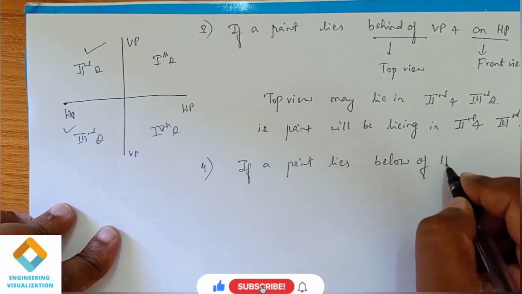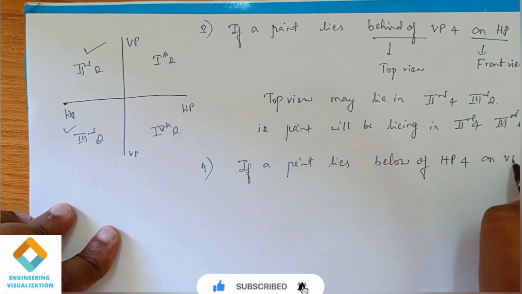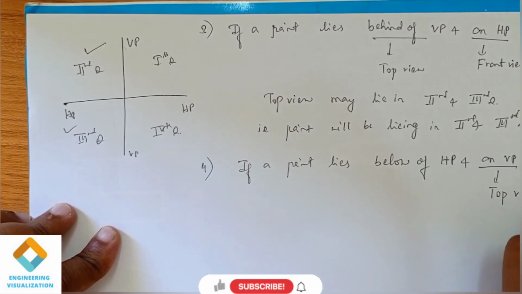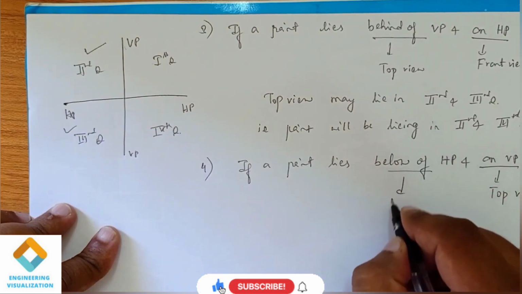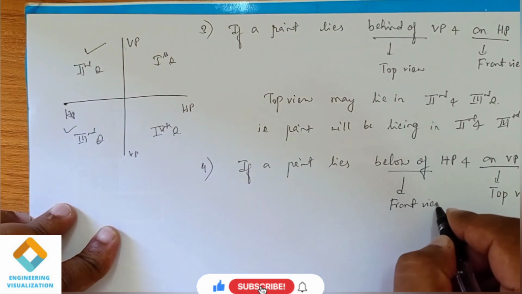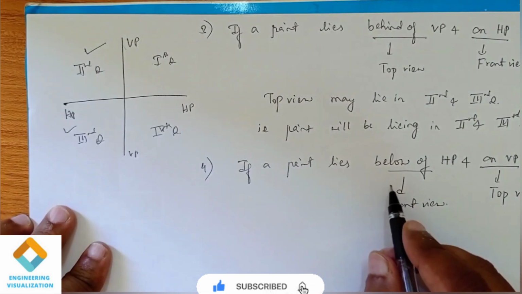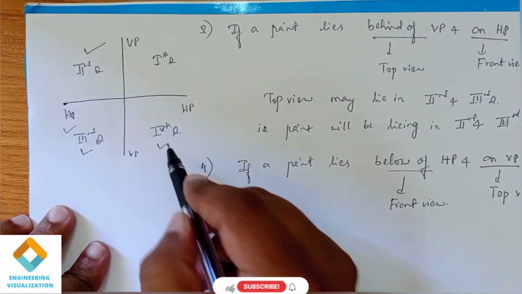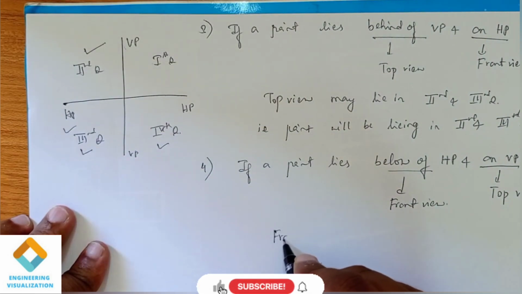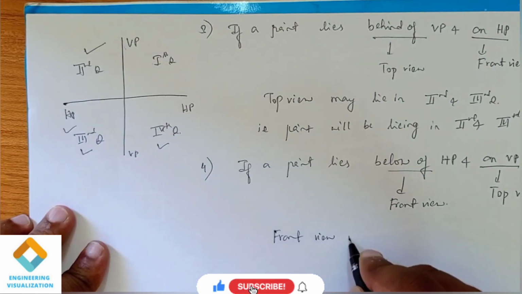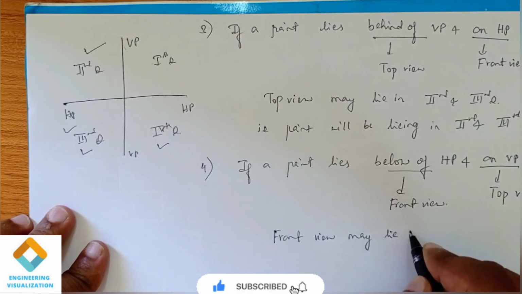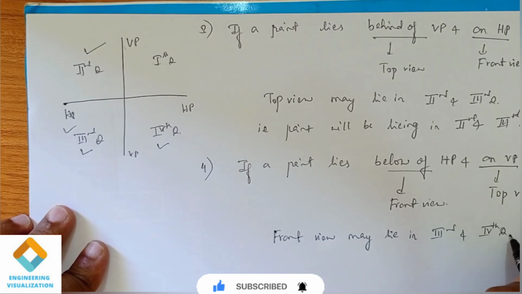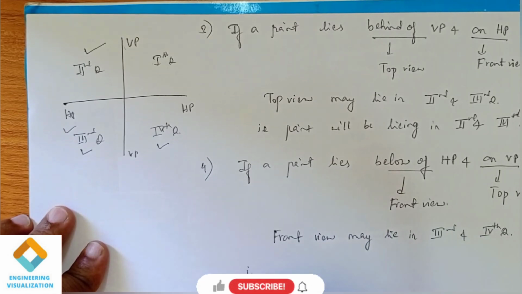Okay, similarly, if a point lies below HP and on VP. On VP means this is our top view. So below HP means it is front view. Below HP means two chances. The point may lie in third and fourth quadrant. So we can write front view may lie in third and fourth quadrant.